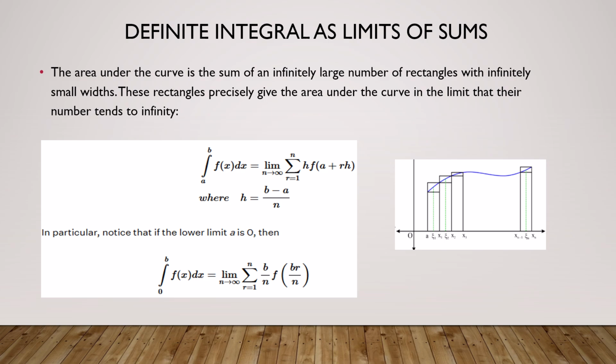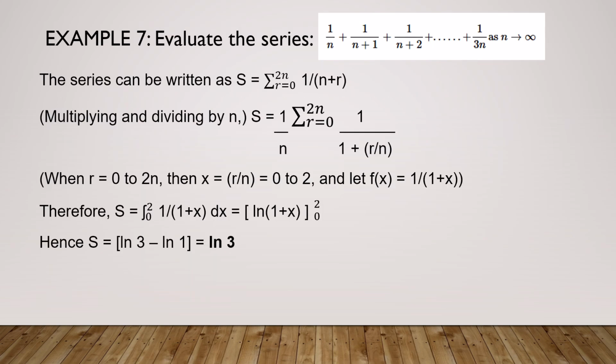We will just take a small illustration to know what it means. So if we want to evaluate the series 1 upon n plus 1 upon n plus 1 up till 1 upon 3n as n tends to infinity. So over here it is n plus 1, plus 2, up till 3n, meaning n plus 2n. So I can write it as S is equal to sigma of r running from 0 to 2n of 1 upon n plus r.